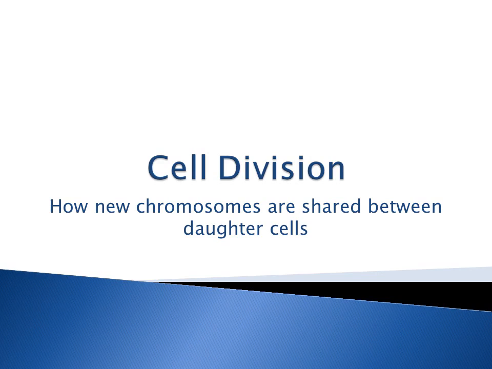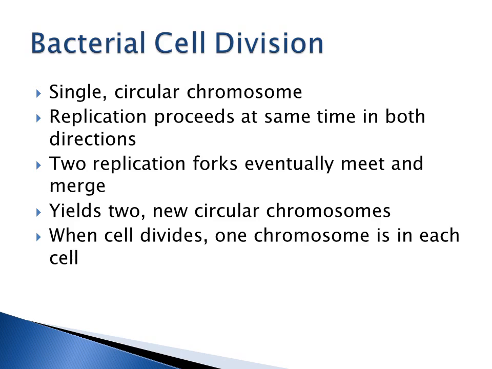So that's replication. Now we're going to move into cell division. There's bacterial cell division and eukaryotic cell division. Bacterial cell division, of course, is much simpler. So in bacteria, you have a single circular chromosome. Replication is going to proceed at the same time in both directions. You have one origin of replication. Eventually, those two replication forks meet and merge, and you end up with two exact copies of that original circular piece of DNA.